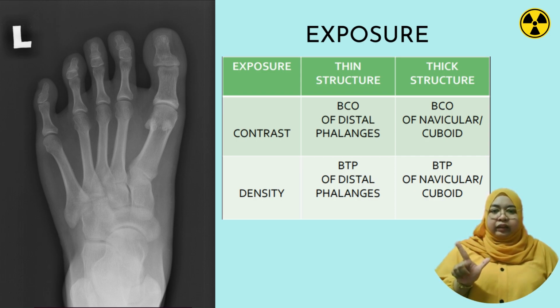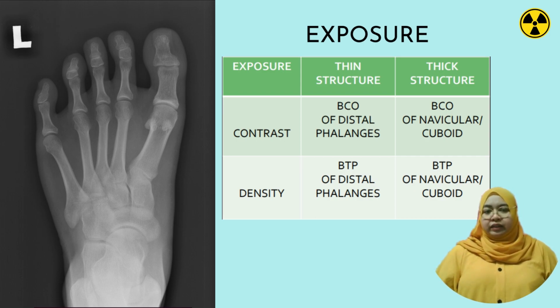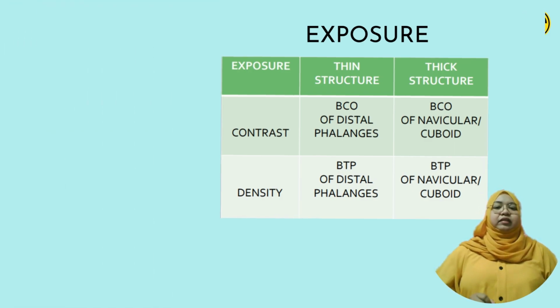For the second, the density part, we use mAs. The mAs is sufficient. That is, we can see the trabecular pattern of the distal phalanges and the trabecular pattern of the navicular and cuboid clearly seen.